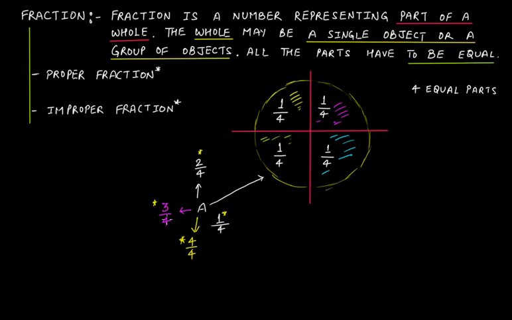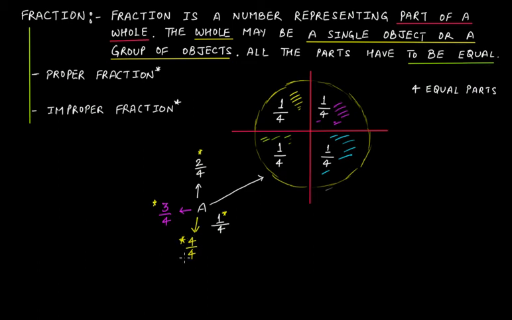This 3 by 4 is telling that the person A has 3 equal parts of this pizza, and since this pizza was divided into 4 equal parts, that's what you have represented here, and that is why this fraction is telling you that 3 equal parts out of 4.